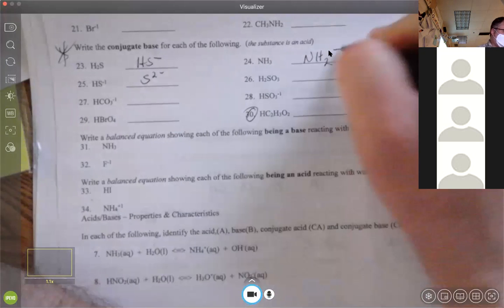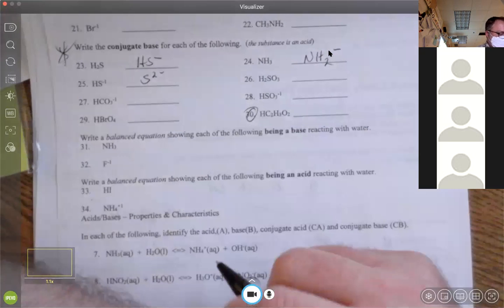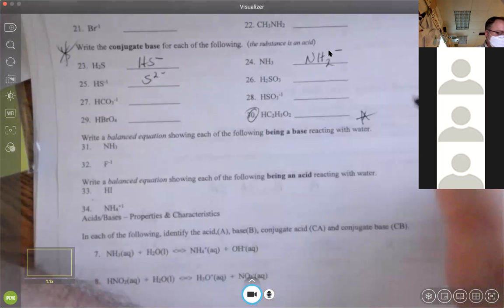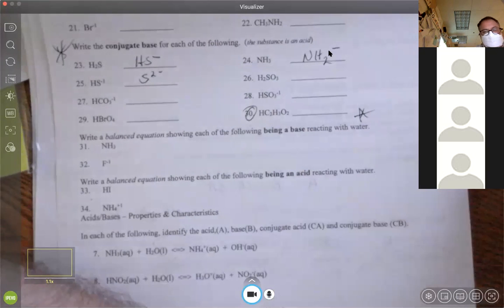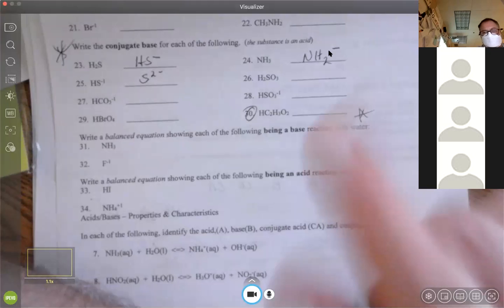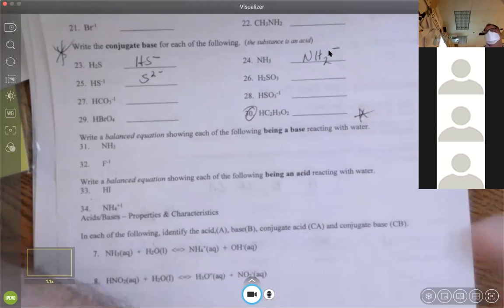That's it. I'd like for you to work down to number 30 on this. If you weren't following along, this is pretty easy stuff. We're just talking about moving H's one at a time. That's it, one H at a time. Don't forget that an H does come with a plus 1 charge. So if you lose an H, you become negative. If you gain an H, you gain a positive.